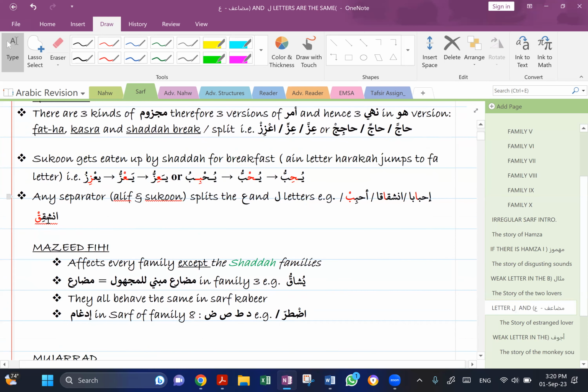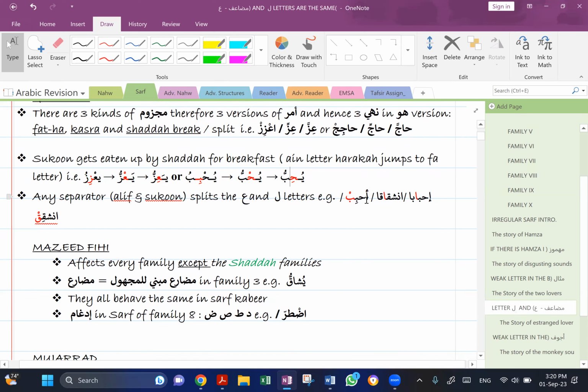And then another common general rule is that when you have any separator between ain and lam, it could be an alif or it could be a sukun, then Shadda goes away. And you have a split. And remember when we said if there's a split between the two, Shadda does not stay in a divorce or in a separated marriage. It just goes away. It's like, you guys have so many issues. I'm not going to stay here. Fix your issues, then I'll come back. What a baby. Anyway, so that's what happened.